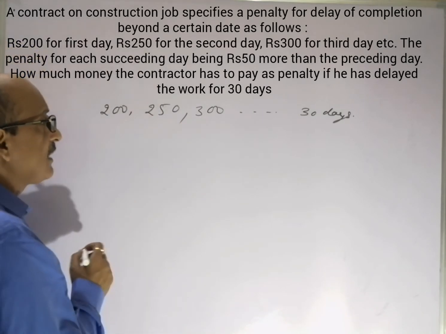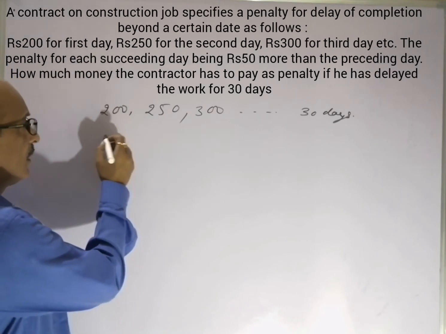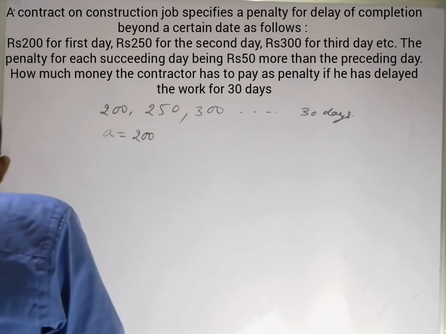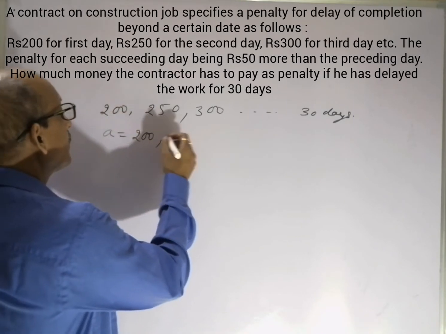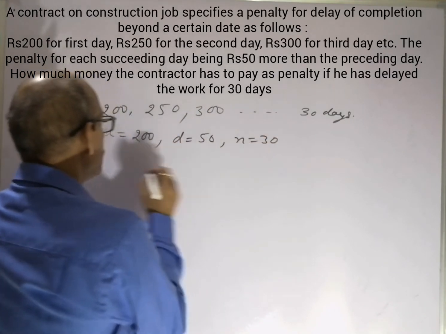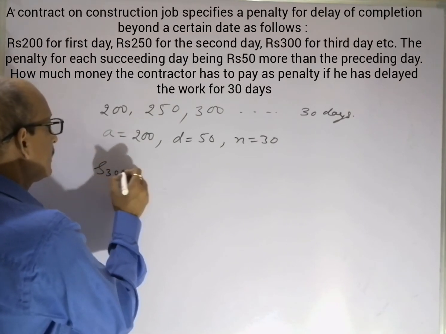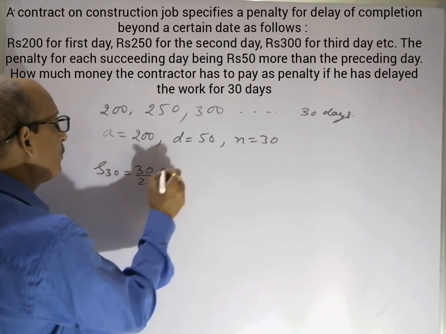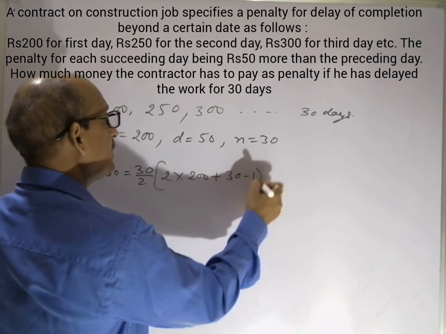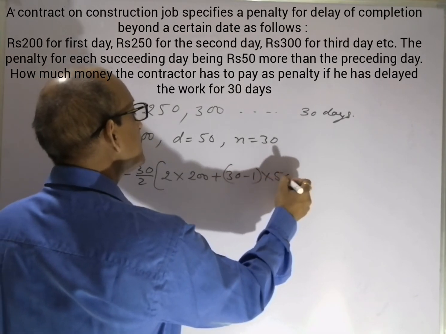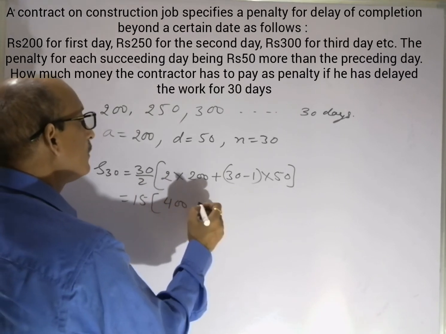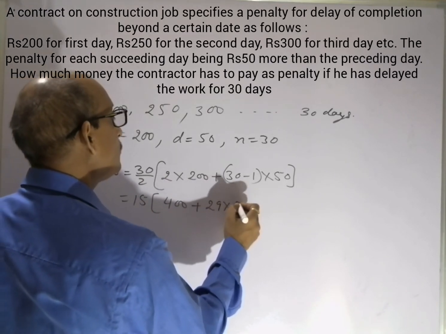SN means we will calculate here SN, that is, we will get here A is very clearly 200. A is 200. D is 50 rupees and N is 30. So S30 will be equal to 30 upon 2 into 2 into A plus 30 minus 1 into D. What is D? Calculated by us 50. So it is 15, bracket here 400 plus 29 into 50.